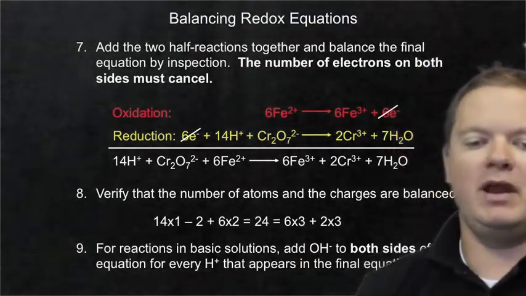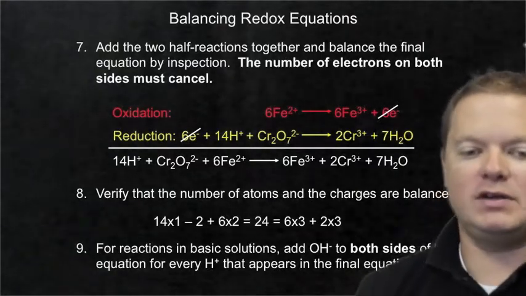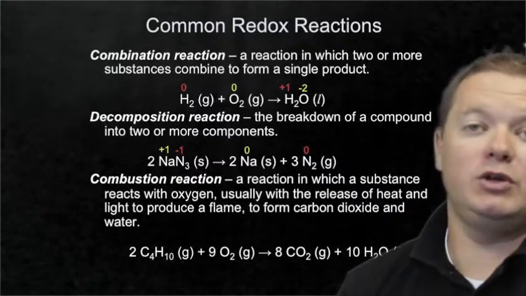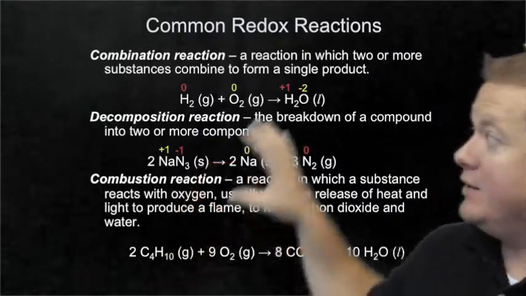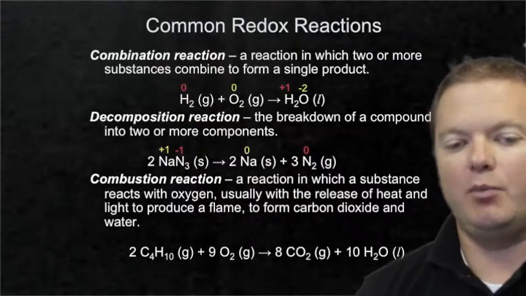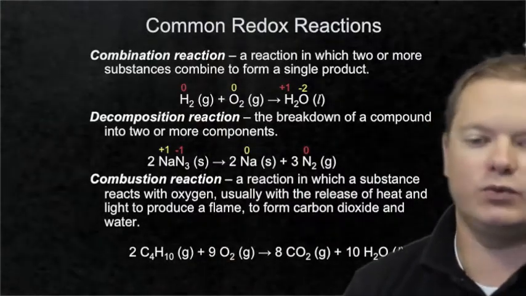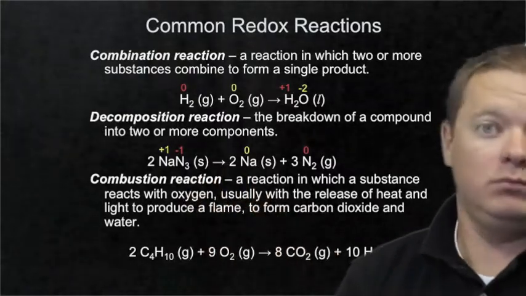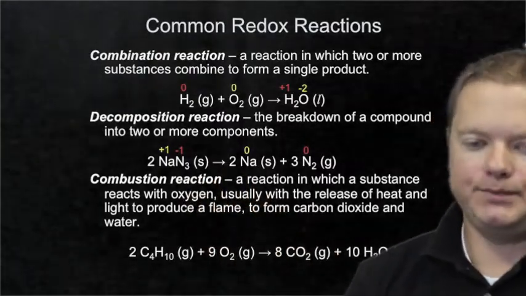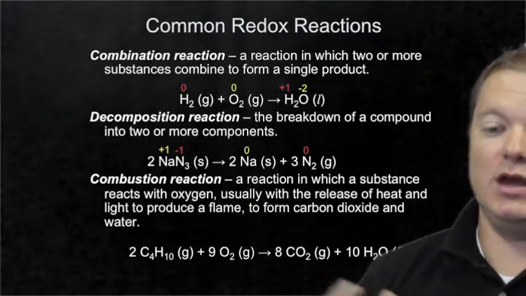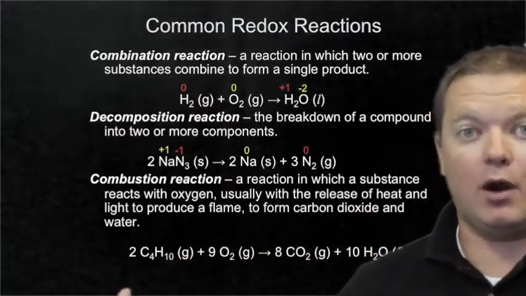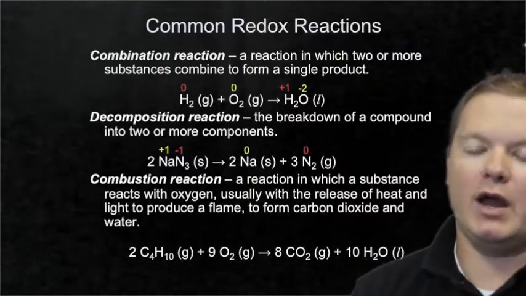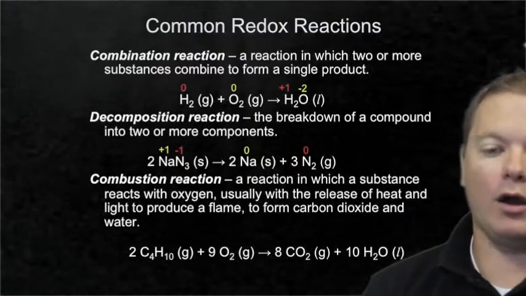So let's take a couple minutes and just sort of talk about the different types of these redox reactions. There's 4 we're going to talk about. I really want you to be able to recognize redox reactions, not necessarily classify them as we have here. But the first one, the type of redox reaction we're going to talk about, is a combination, where we take 2 or more substances and combine them into a single product. Decomposition is the opposite. You're taking a single compound and breaking it apart into 2 or more.